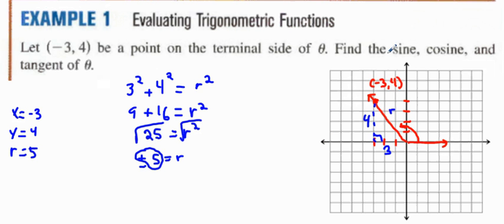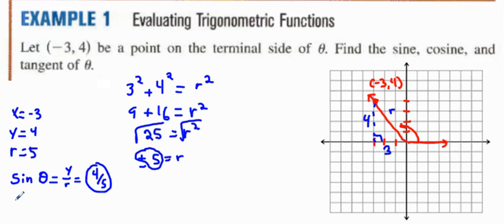Step number 2 is to find or evaluate sine, cosine, and tangent. So we're going to have to use our definitions of sine, cosine, and tangent. If we remember correctly, sine is y over r. So I'm going to start with my sine. The sine of this angle will be y over r, and y is 4, r is 5. There's our sine evaluated at this angle: 4 over 5.